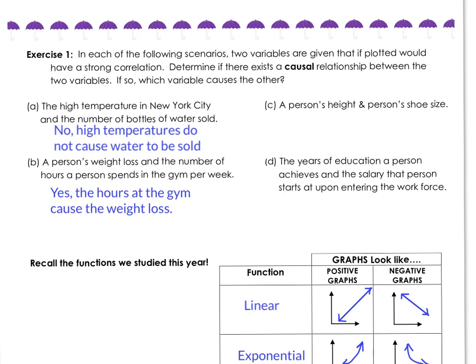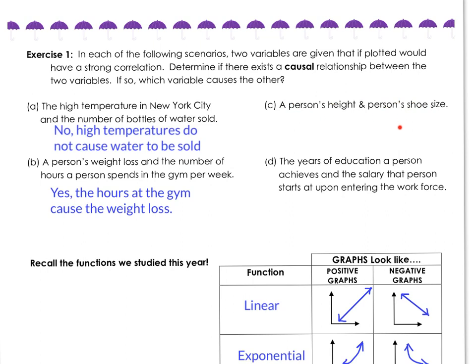Okay, so this next one says a person's height and a person's shoe size. So the question is, does one cause the other to increase? Well, I'm going to say no, it's not a causal relationship because although as a person gets taller, their shoe size often grows as well, the height is not causing the shoe size to grow.